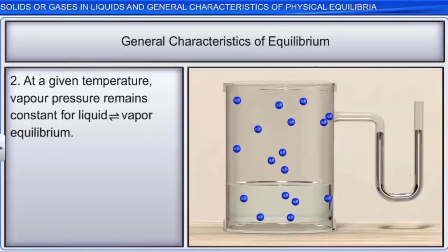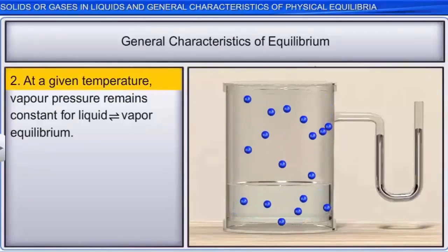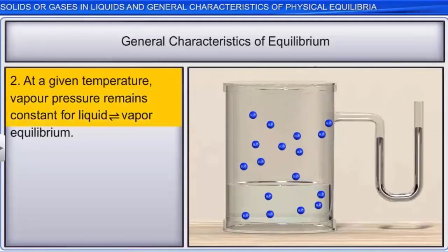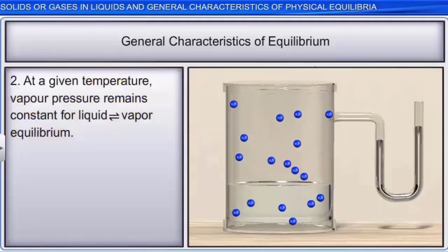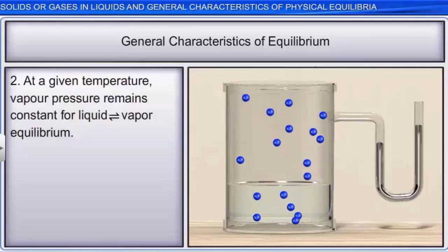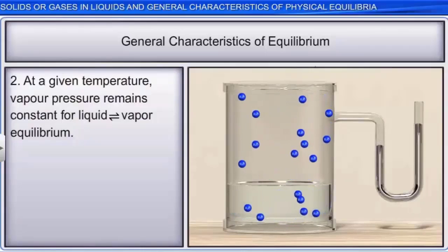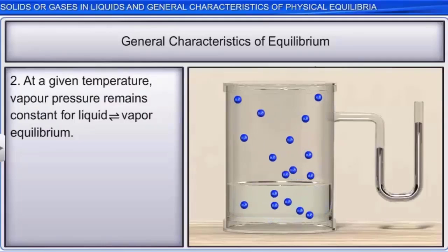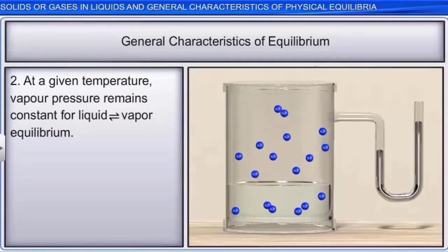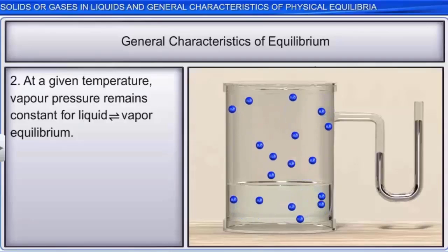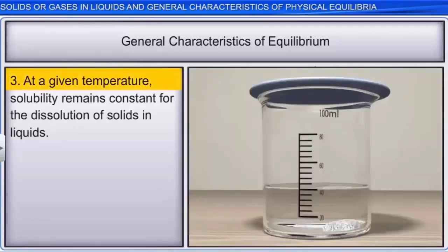At a given temperature, vapor pressure remains constant for liquid-vapor equilibrium. For example, in equilibrium between water and water vapor, the vapor pressure of water remains constant at a given temperature. At a given temperature, solubility remains constant for the dissolution of solids in liquids. For example, at the given temperature, the solubility of sugar remains constant in a given liquid.